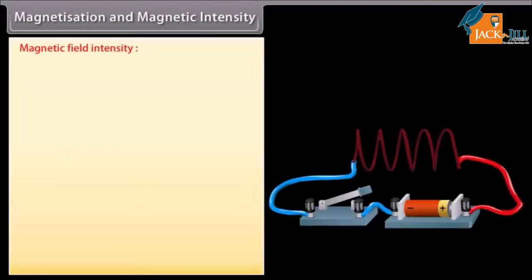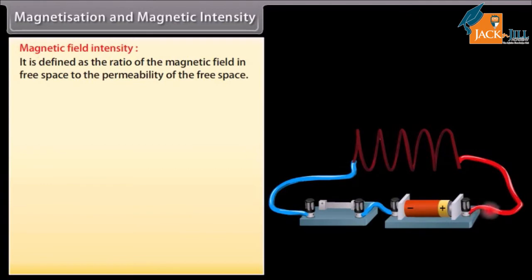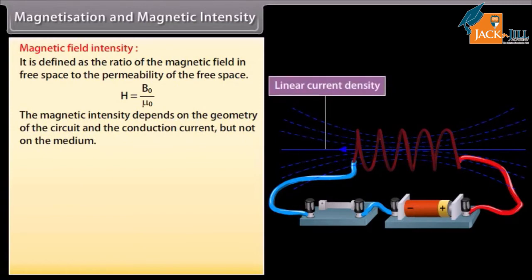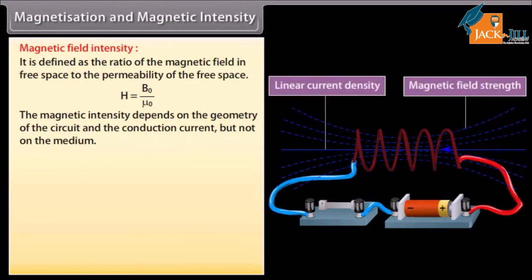Magnetic field intensity. It is defined as the ratio of the magnetic field in free space to the permeability of free space. H is equal to B naught divided by mu naught. The magnetic intensity depends on the geometry of the circuit and the conduction current, but not on the medium.